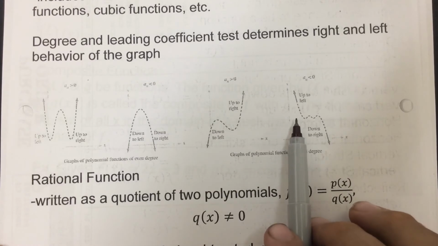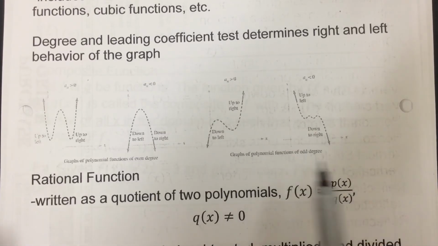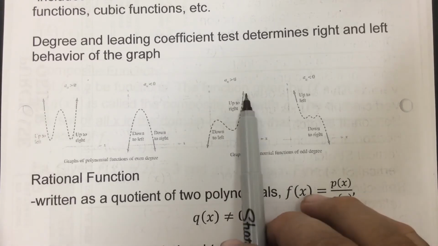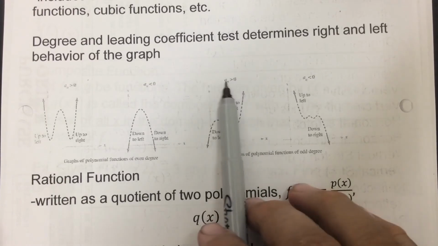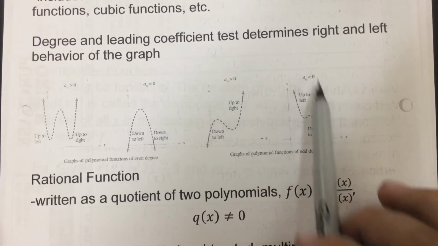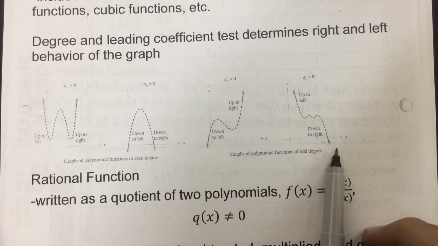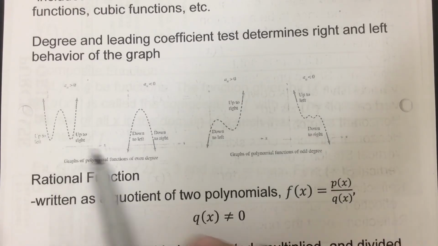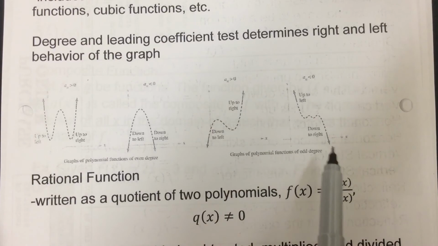If it's an odd exponent, so if that biggest x is, say, to the third or to the fifth, to the seventh, one's going to go up, one's going to go down. If that leading coefficient is positive, the left is down, the right is up. And if it's negative, the left is up and the right is down. So we can use this by looking at the polynomial and know, okay, this is what the ends of our graph are going to do.